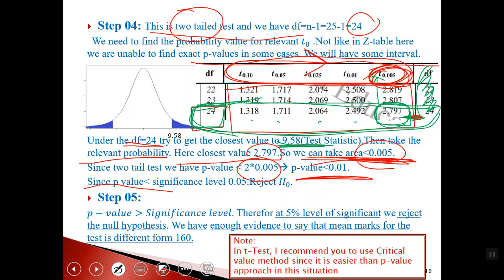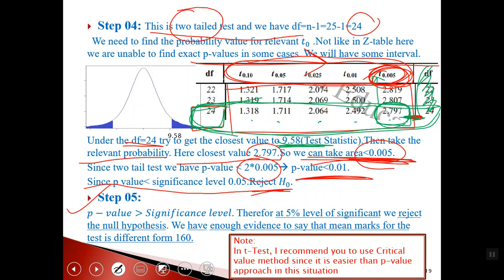Compare that p-value with alpha 0.05. Definitely alpha is greater than your p-value, so reject H naught. Same conclusion at the end. In this case you will see that it's not like the z-test. When you are going to find the p-value, it is really complicated.